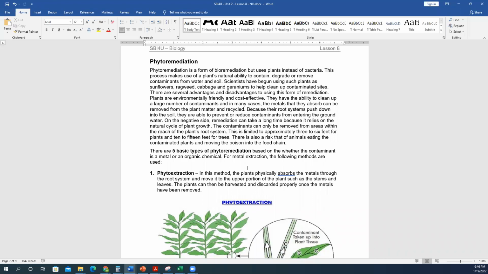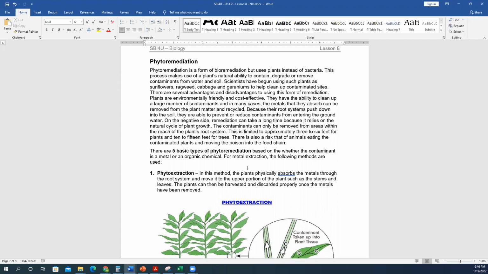We can talk about some advantages and disadvantages to using this type of remediation, phytoremediation. On the plus side, plants are very environmentally friendly, and they're quite cost effective too. It doesn't take much to get plants. They have the ability to clean up a large amount of contaminants, mostly. And in many cases, the metals that they absorb can later be removed from the plant matter, recycled, and isolated again.